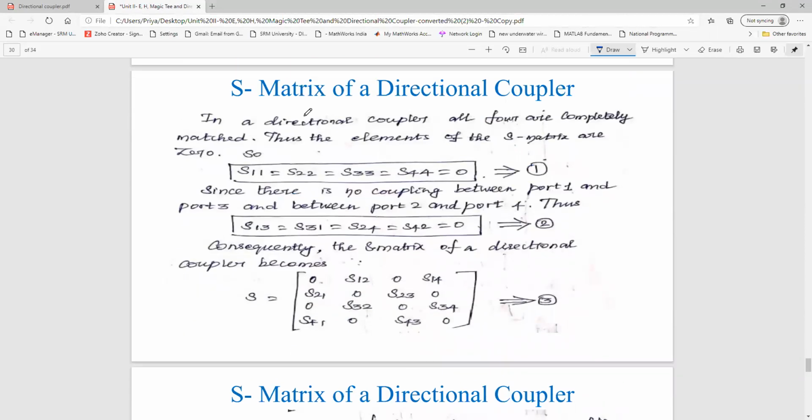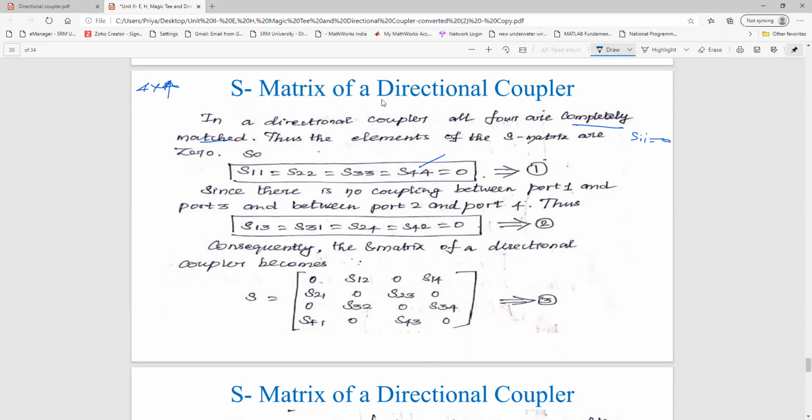Let us come to the directional coupler matrix. For your directional coupler, we have a 4-port network, so we can say it is a 4 cross 4 network. If all the 4 ports are completely, perfectly matched, then I can say the diagonal terms are 0. So here I'm telling all the 4 ports are completely matched, so S11 equal to S22 equal to S33 equal to S44 equal to 0.